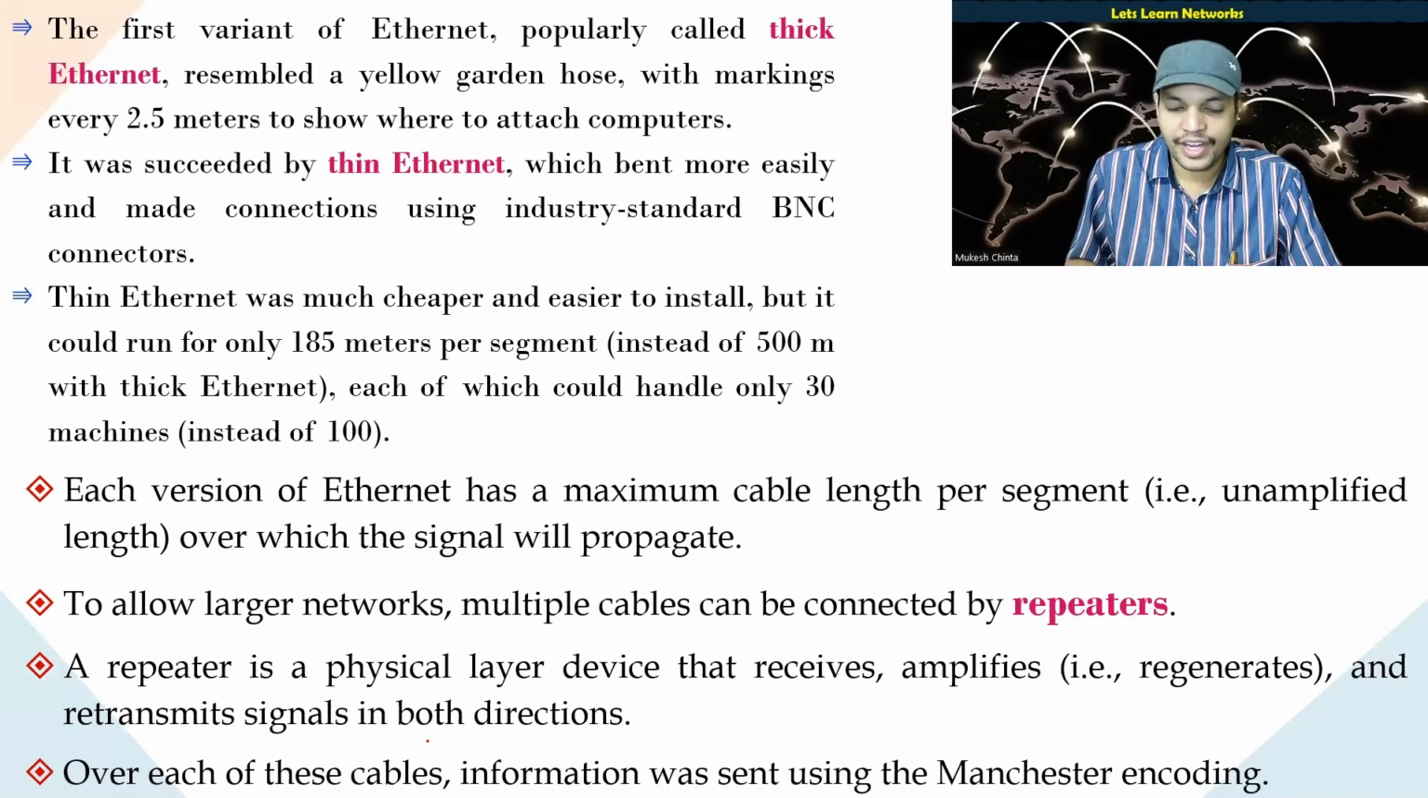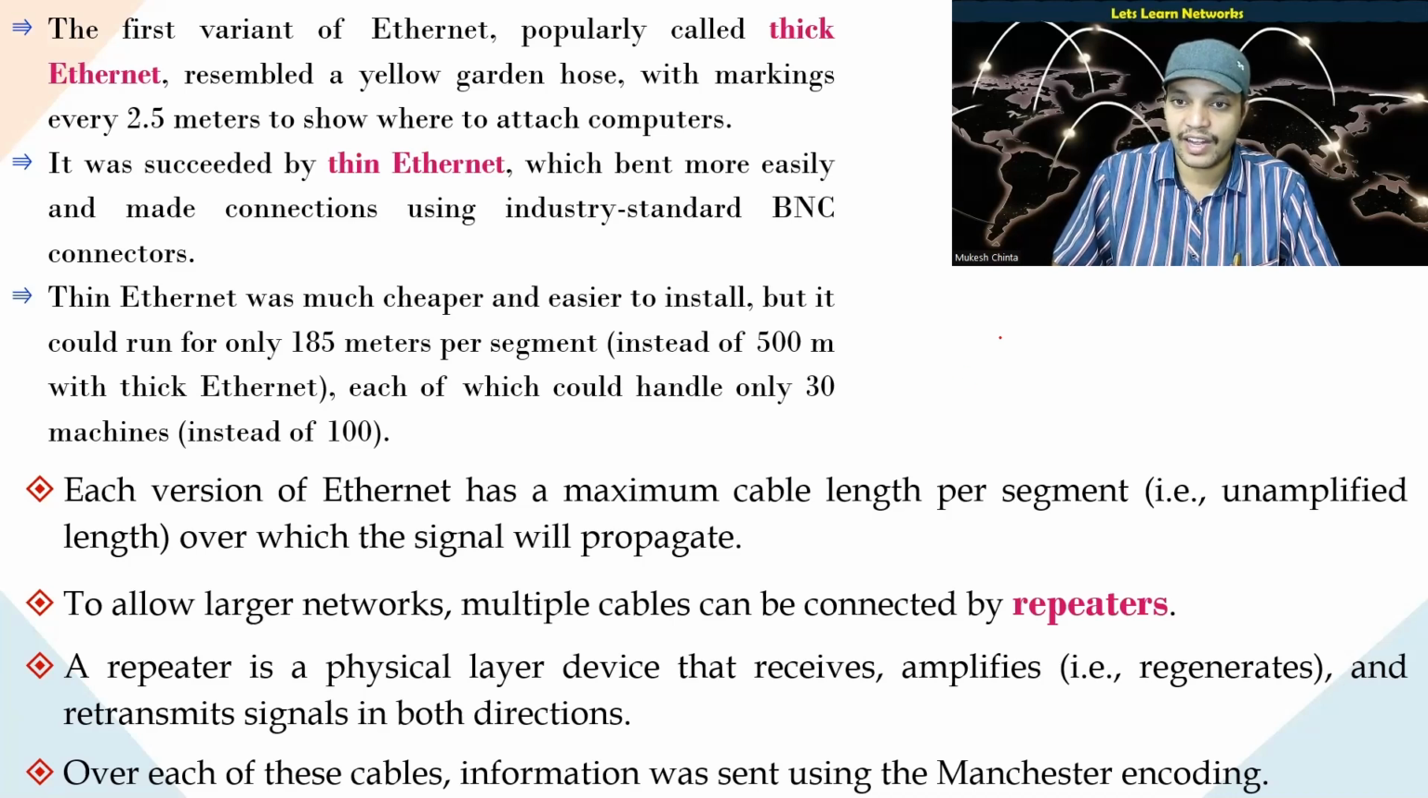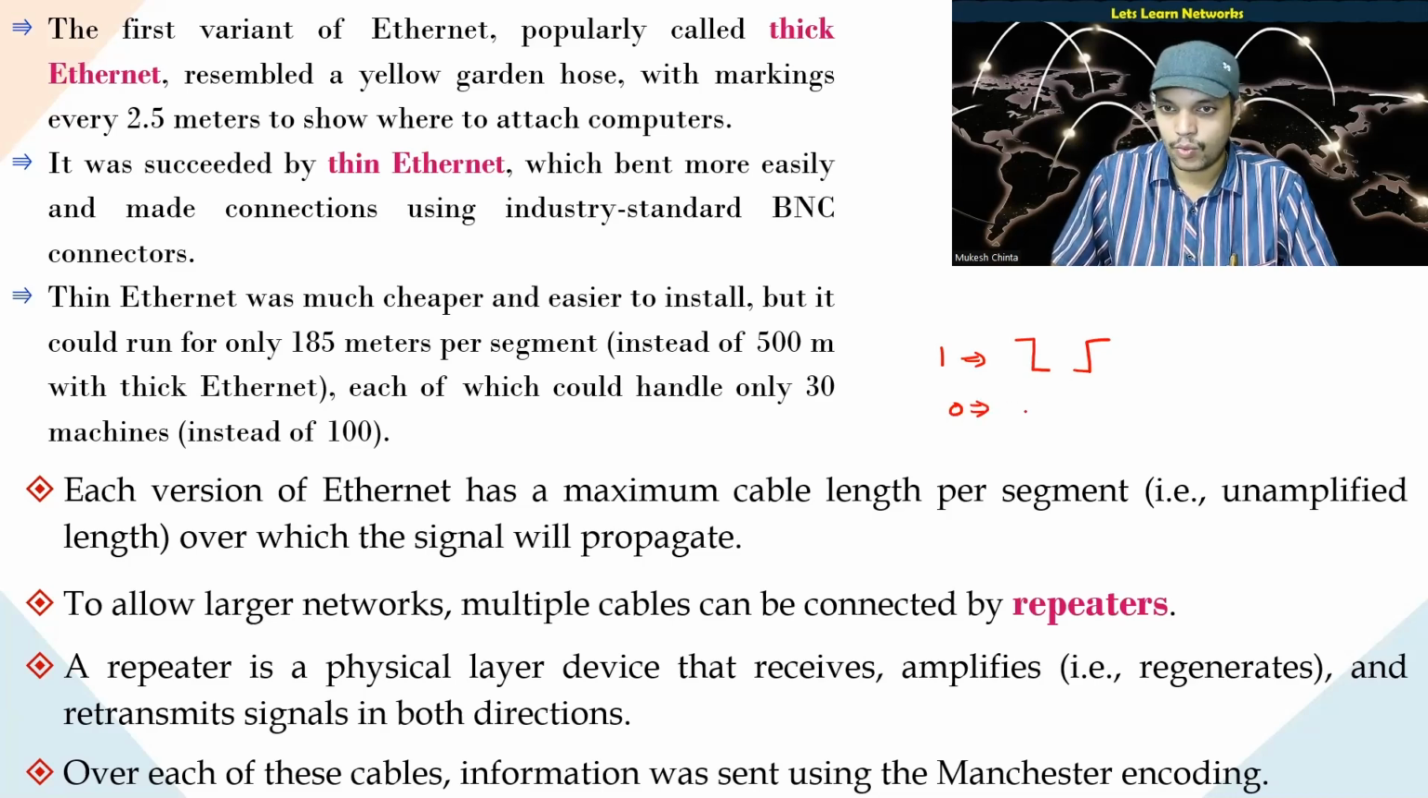And finally, for each of these cables, the information was transmitted using the Manchester encoding scheme. In the Manchester encoding scheme, you send each bit by using a signal which has an inversion in the middle. That means one is transmitted using the pair of either high to low or low to high, and 0 is sent using the other one. So Manchester encoding requires that when you are transmitting each and every bit, there is always one transition in the middle.